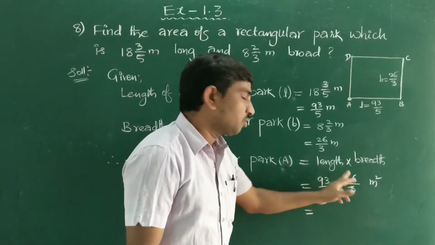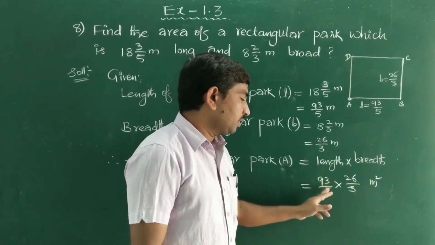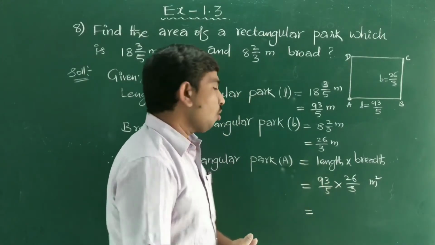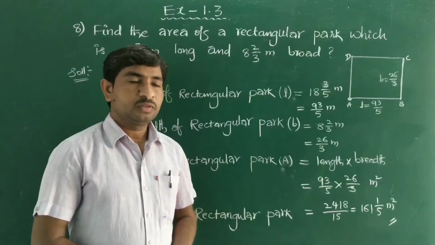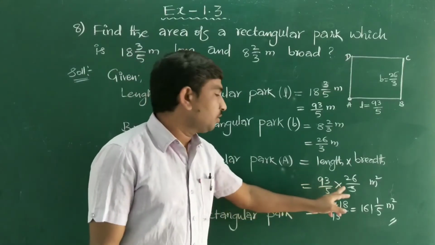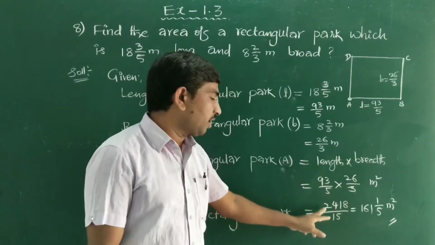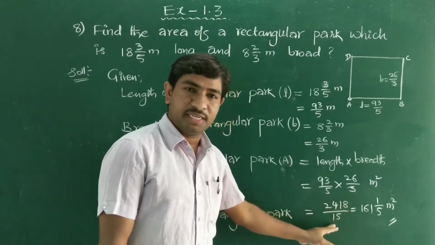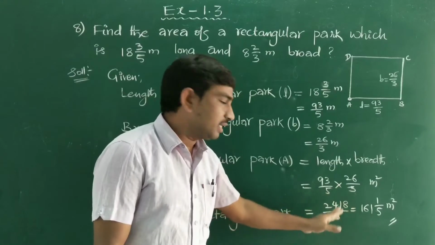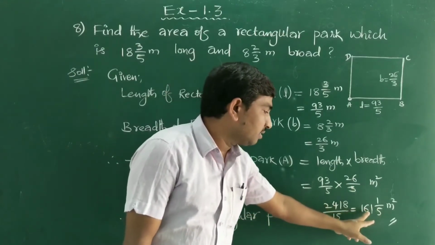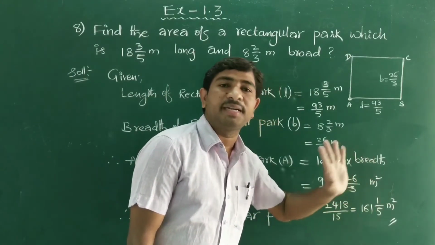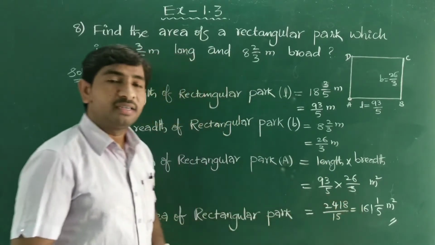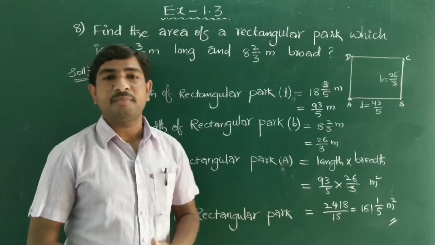So 93 into 26 in the numerator, and in the denominator 5 into 3. We have to multiply, then we can get the answer. 93 into 26 gives 2418, and 5 times 3 is 15. By simplifying, we get the mixed fraction 161 1/5 meter square. This is the area of the rectangular field.